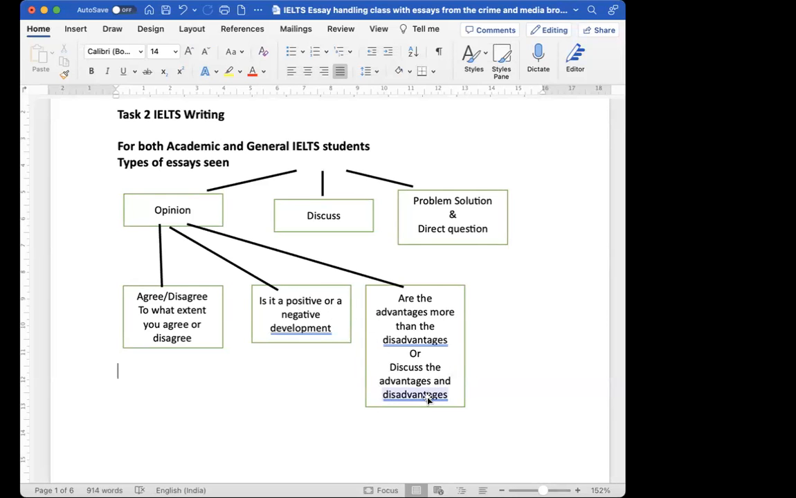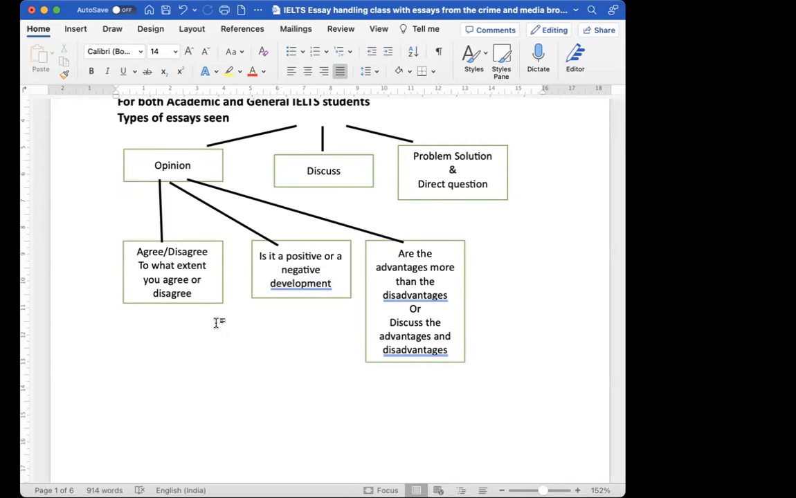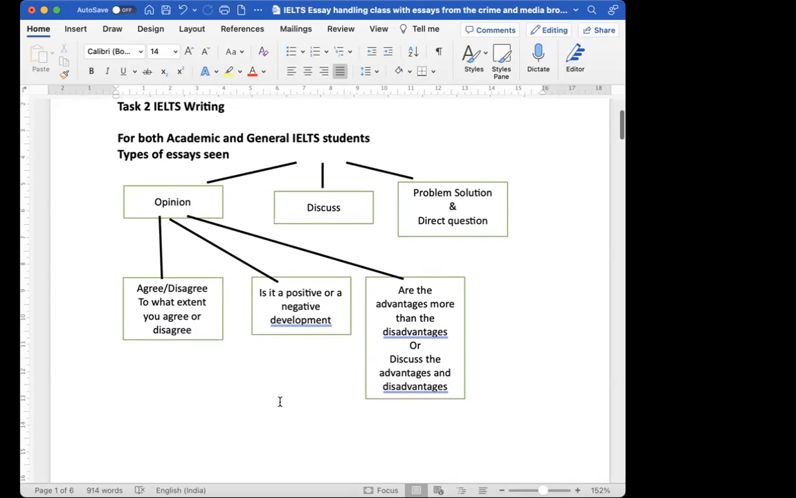Here also the statement given is something that has happened, that has taken place, and now you are just being asked whether the advantages of that are more than the disadvantages. Got it? Got the difference between these? Agree, disagree, somebody saying something, and you have to say whether you have the same view or a different view. Okay, ma'am. All right.